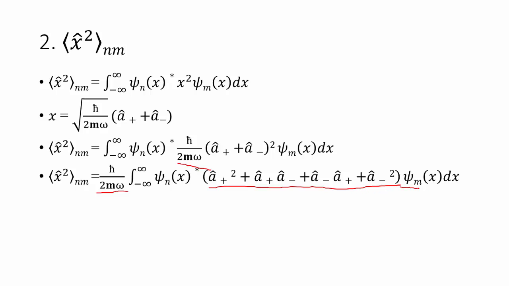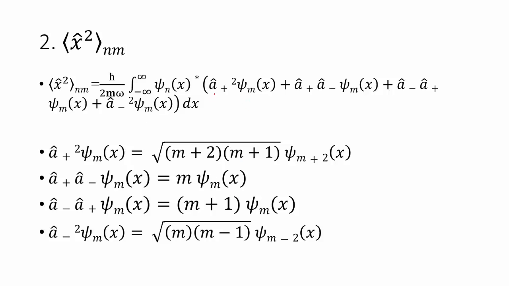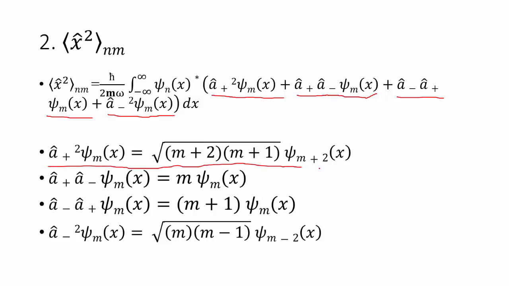Then we can distribute ψ_m into the sum, and we get a+ squared operating on ψ_m, a+ times a− operating on ψ_m, a− times a+ operating on ψ_m, and a− squared operating on ψ_m. For each part, we can calculate its value. Since a+ squared is just raising the function twice, we have the square root of (n+1)(n+2) times ψ_(n+2).